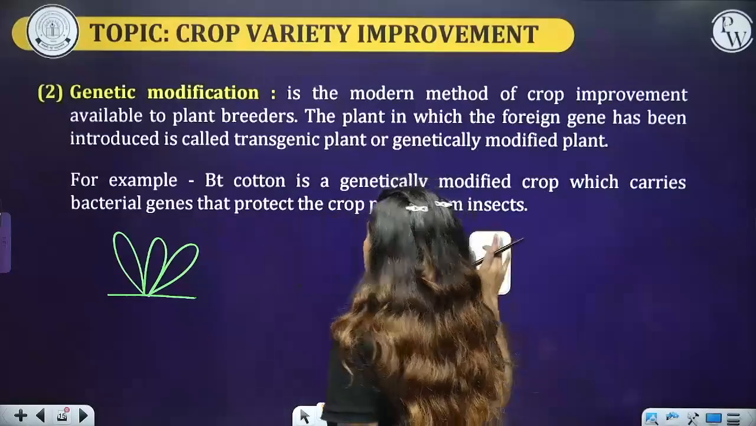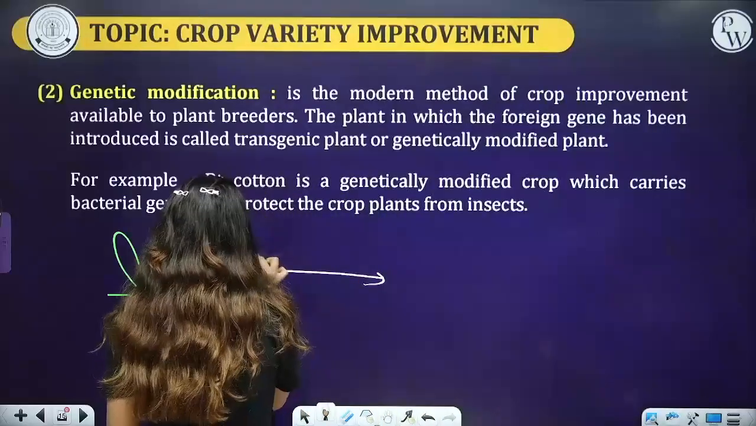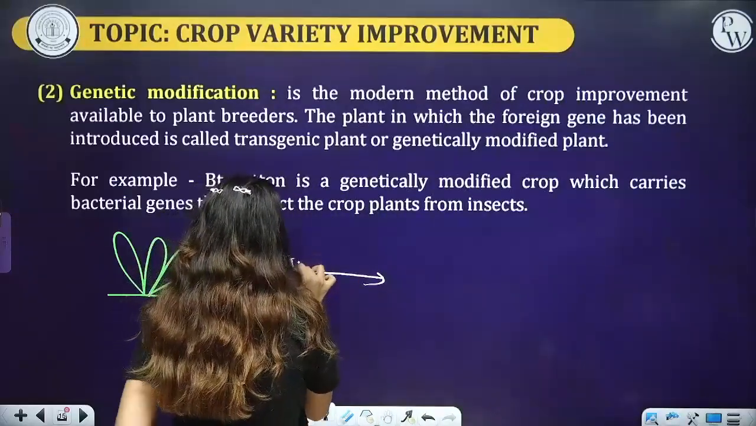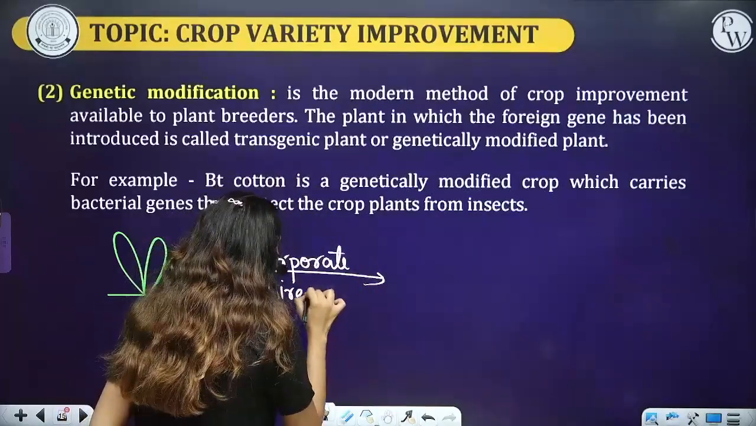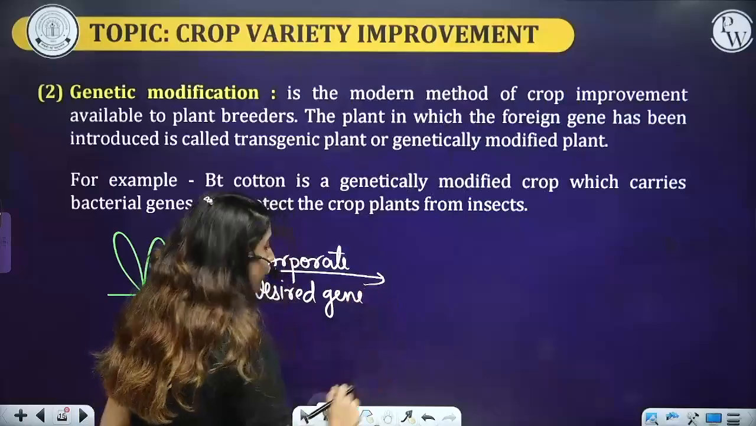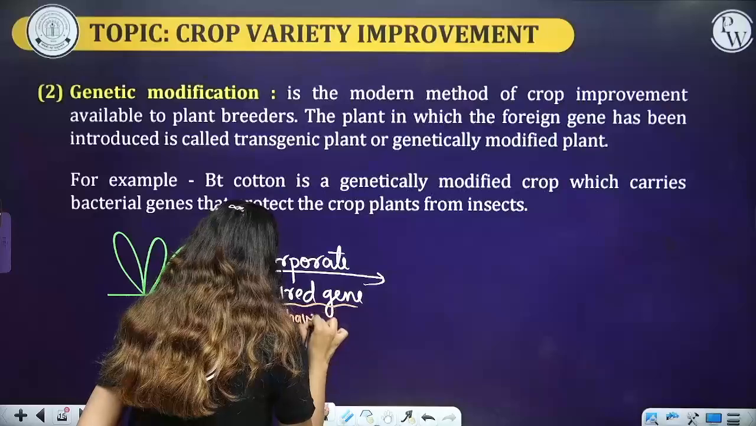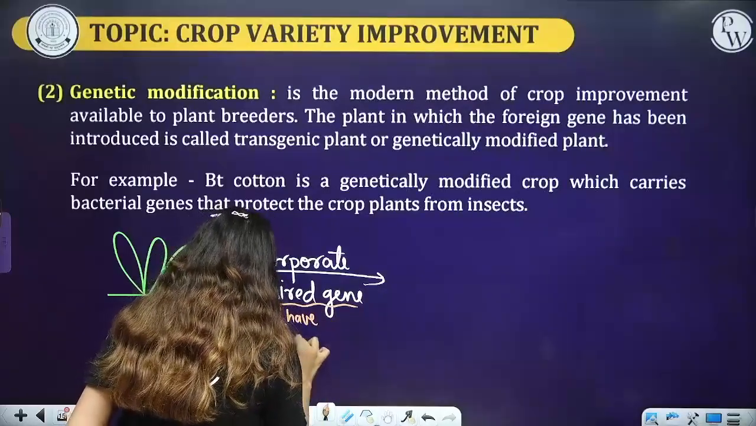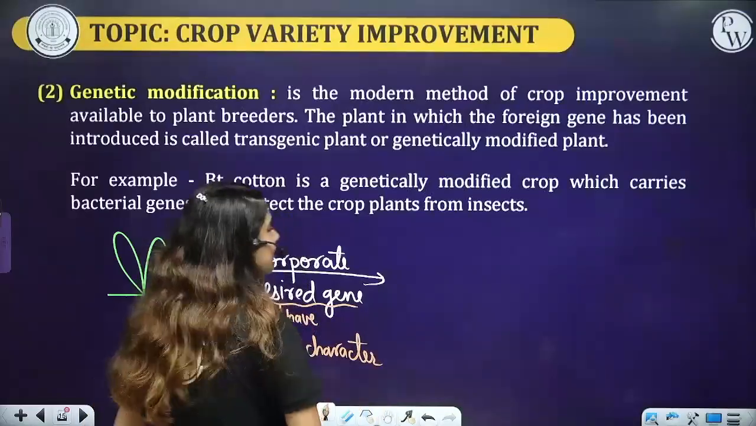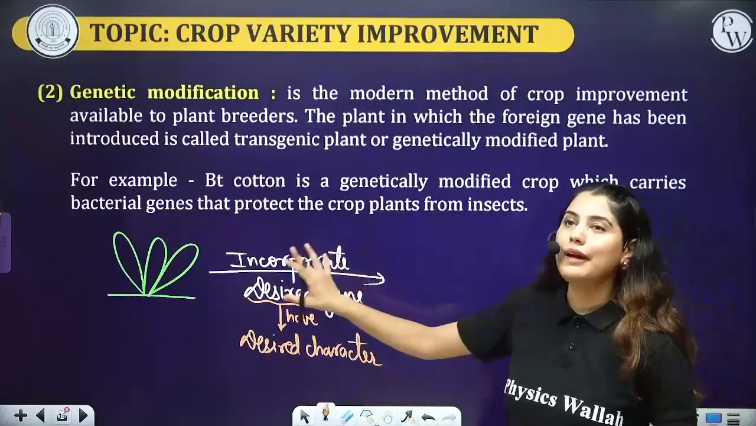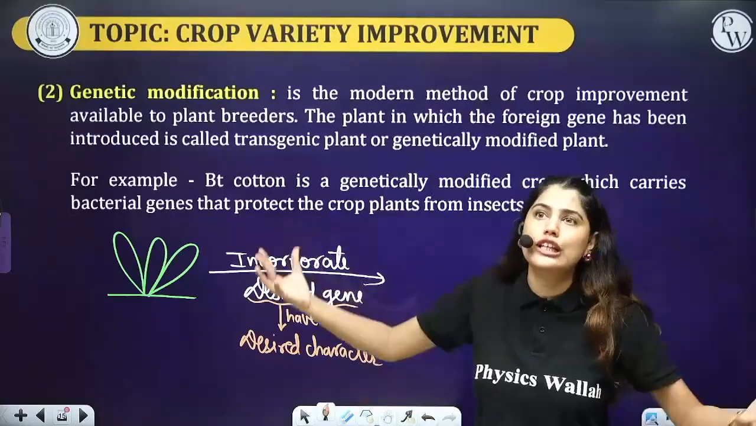So basically if I incorporate the desired gene, the gene which I desire, the gene which is amazing, and obviously if the gene is desired, it will have the desired character. Desired gene will have desired character. So what we are doing is incorporating that gene into the plant. Now the plant is changed. The plant DNA is changed. The plant genes are changed. A new gene is present in the plant.